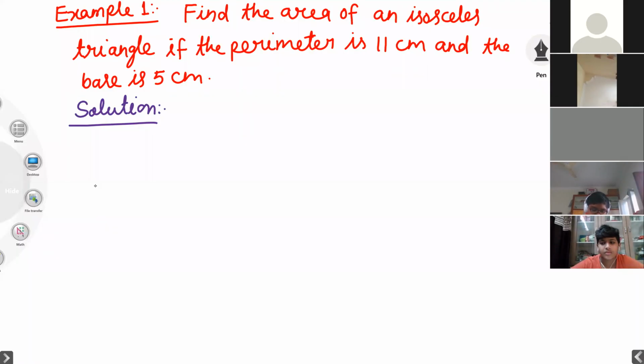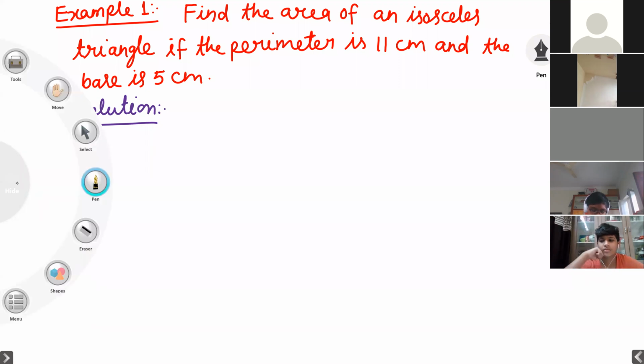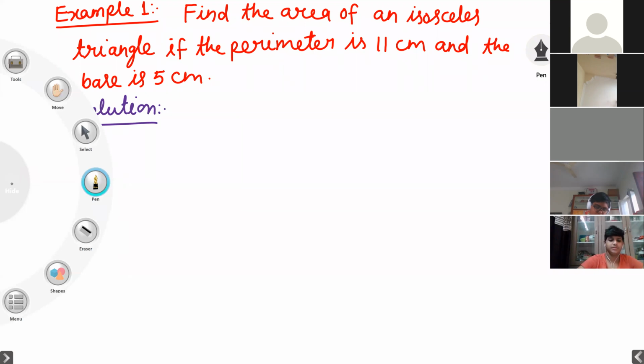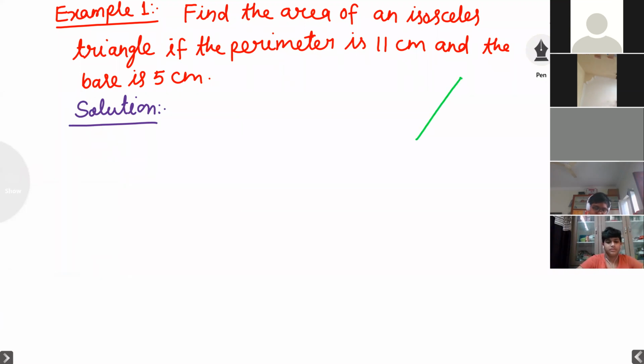First, listen to the question. What is this question? The question he has given: find the area of an isosceles triangle. The triangle is isosceles. Firstly, I want to draw one figure. Suppose this triangle's name is ABC. Isosceles triangle means I am assuming these two sides are the same. I have assumed A, and the base he has already given is 5 centimeter.